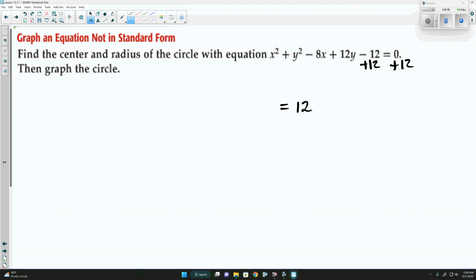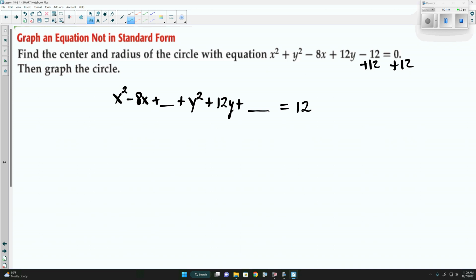We also want to get the x terms by themselves, or not by themselves, but next to each other. So we'd have x squared minus 8x. So we'll just move those two next to each other, plus we'll leave a little spot. Then we'll have y squared plus 12y plus blank is equal to 12. So when we start this process, again, we're wanting to get it back to the general form. (x minus h) squared plus (y minus k) squared is equal to r squared.